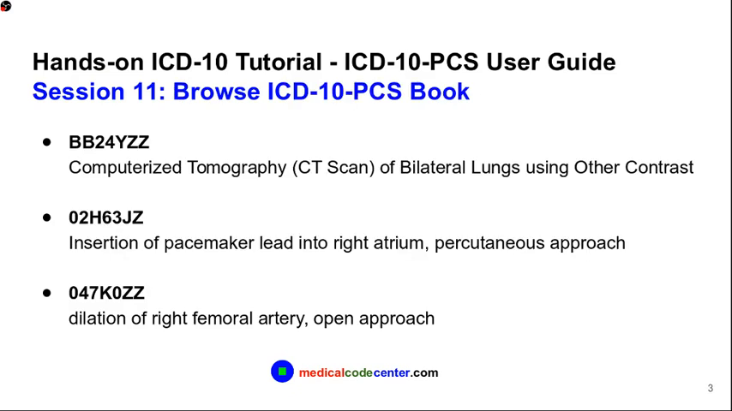So first, how to browse the ICD-10-PCS book. If you have a paper book, you can get the book out and follow along. So the first example is BB24YZZ, CT scan of bilateral lungs using other contrast. So let's go to the book.